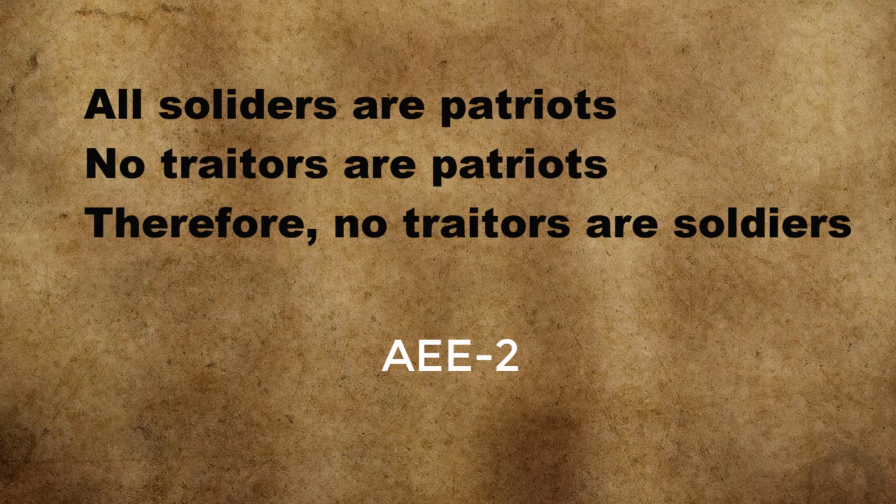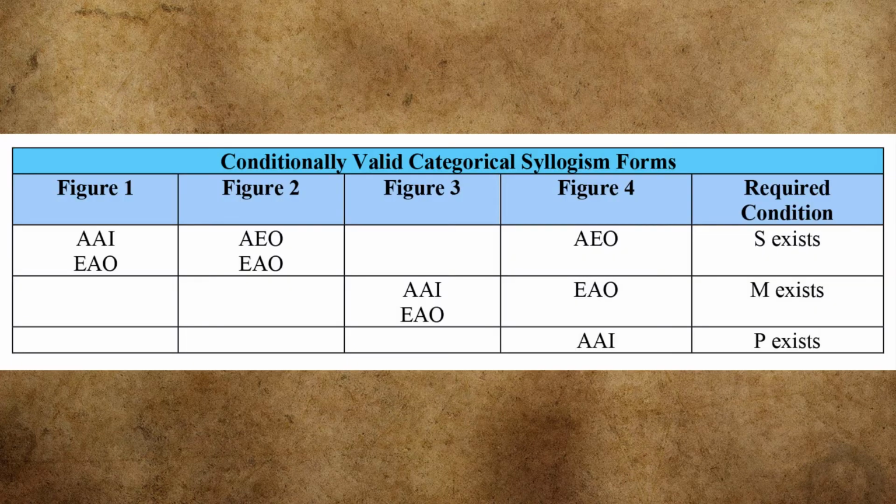Now, if you could not find your mood and figure on the unconditionally valid form chart, you would consult the conditionally valid form chart. I'll explain this in greater detail in another lecture, but for now, if you find the syllogism on here, you would just say it is conditionally valid. If your mood and figure is not on either chart, then the syllogism is invalid.